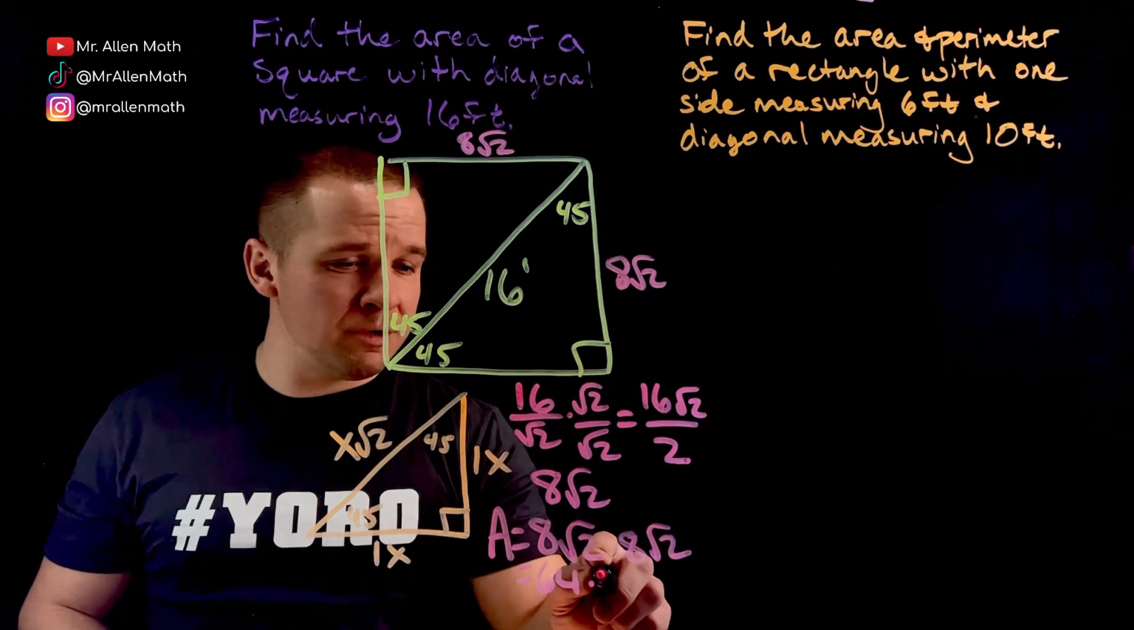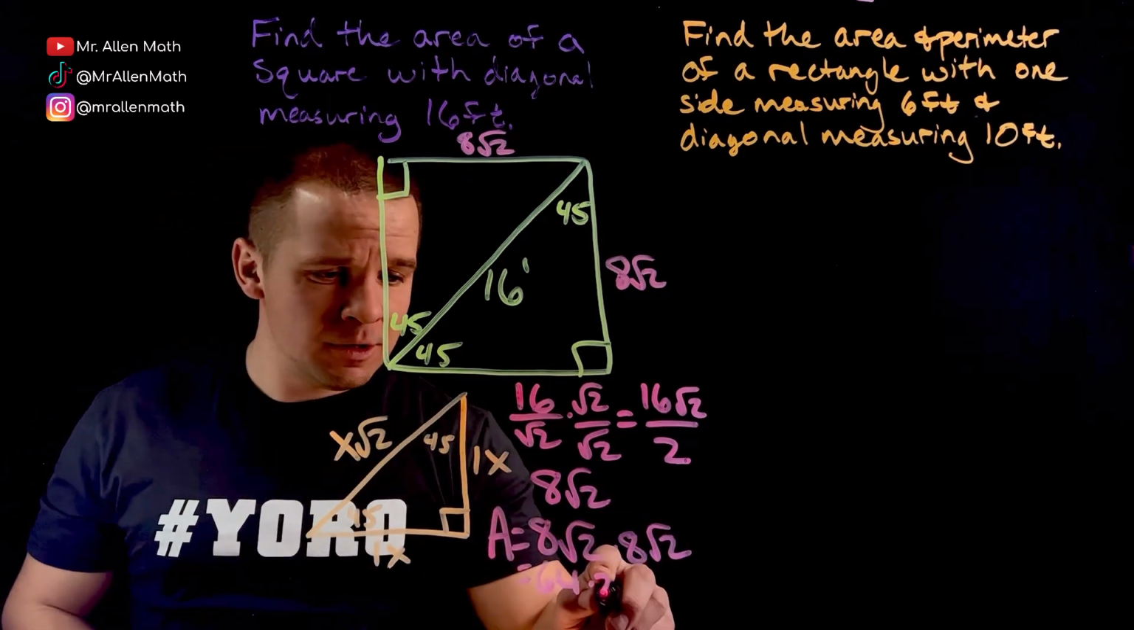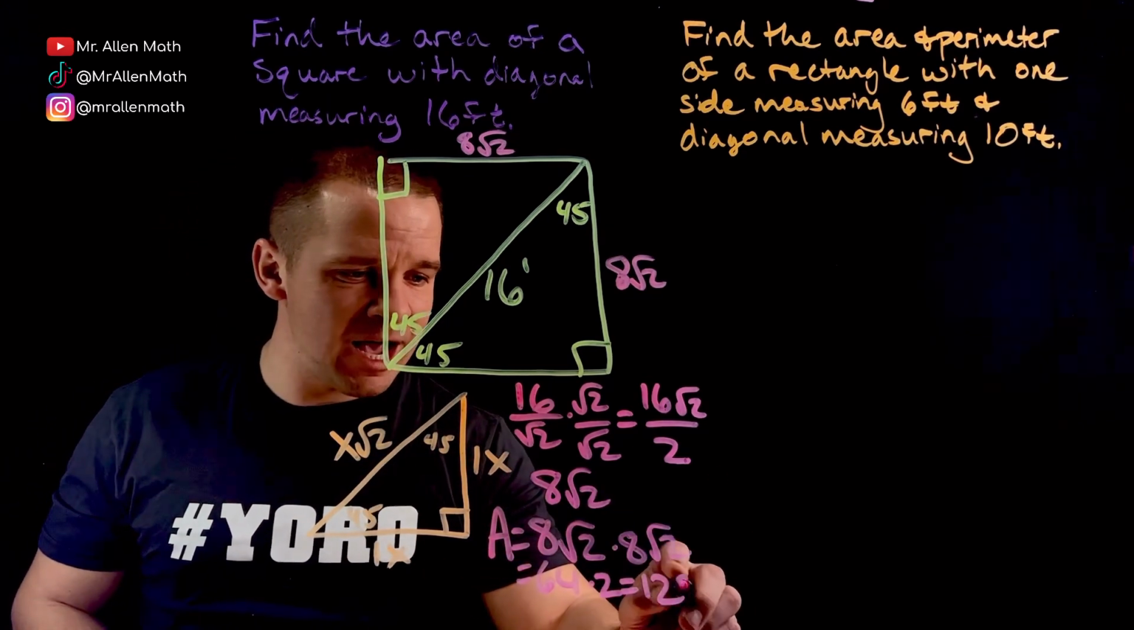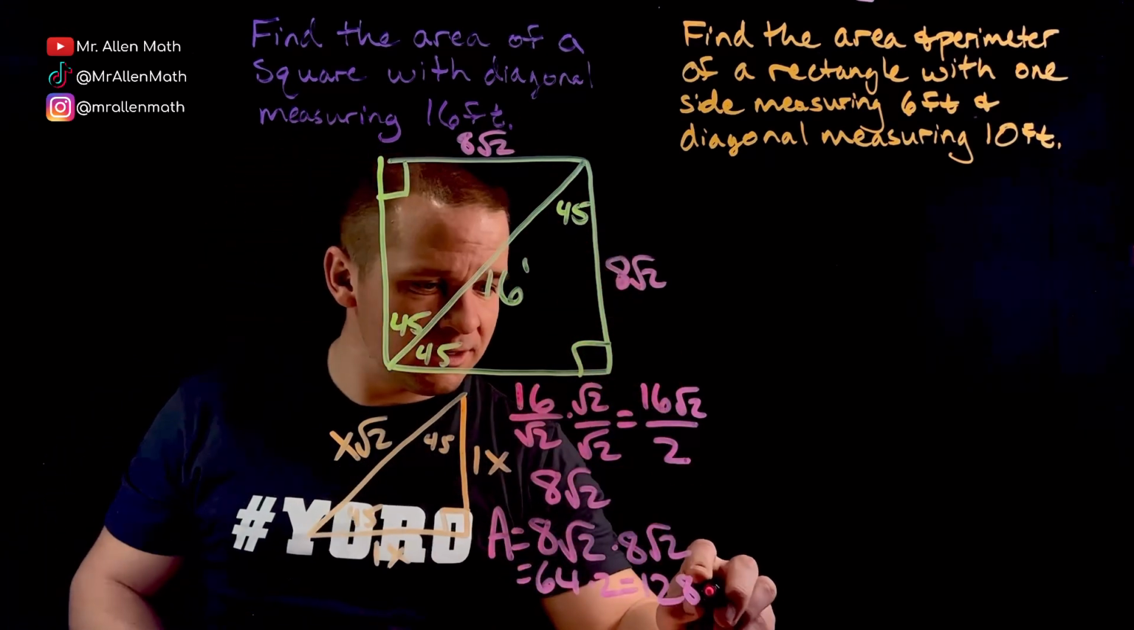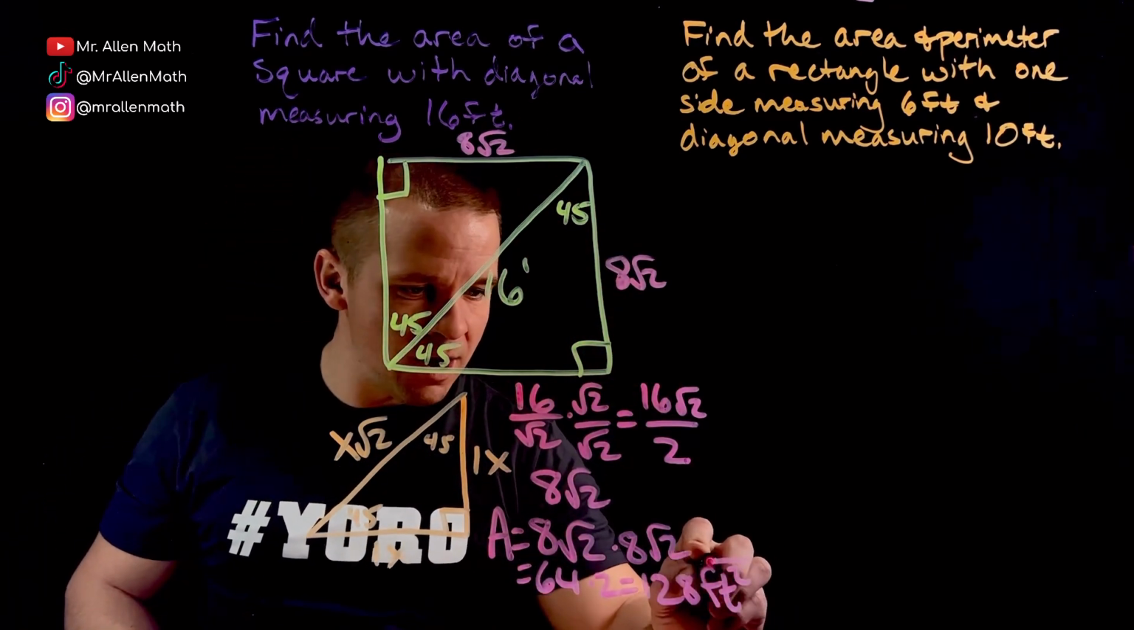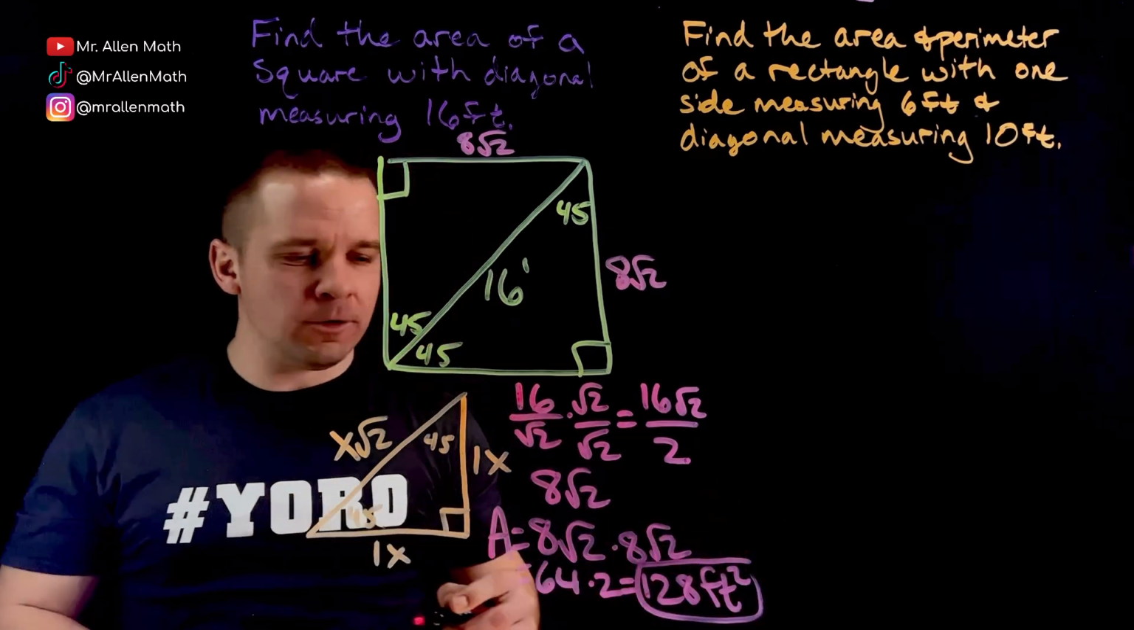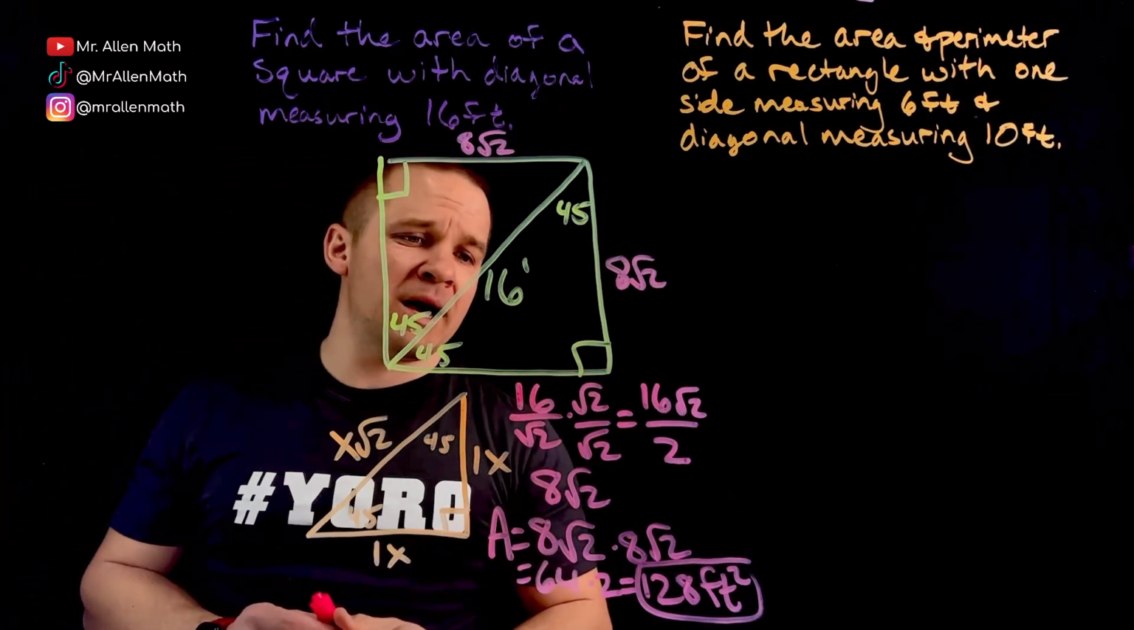Root 2 times root 2 is root 4, which is 2. 64 times 2 is 128. And we've got ourselves feet squared. Beautiful. Now, you might be like, dang, man, that's a whole lot of work.